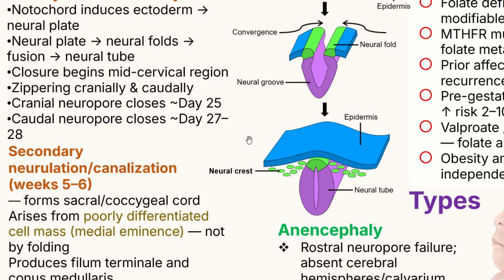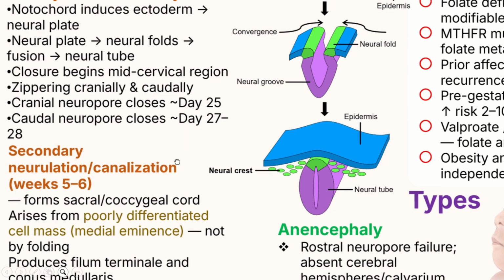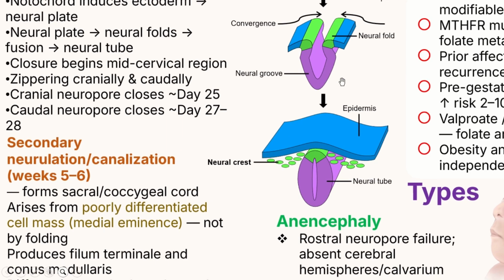So the cranial neural pore, the one on the skull, is going to close by day 25, and the caudal neural pore, which is downwards, where the spinal cord is going to end, is going to close by day 27, a difference of about 2 days. Then after we have closed that, we are going to go to what we call the secondary neurulation, or the canalization, forming that canal inside.